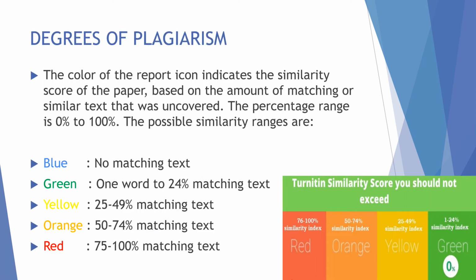The degrees of plagiarism. The color of the report icon indicates the similarity score of that paper, how similar it is to the various other sources based on the amount of matching text that was uncovered. So the percentage ranges from 0 to 100. What are the different colors we'll see? Blue says no matching text. Green is 1 word to 24% matching text. Yellow is 25 to 49% similarity index. Orange is 50 to 74, and red, which is high level plagiarism, is 76 to 100%. Also, there is another color, gray, which says that no plagiarism report is generated.